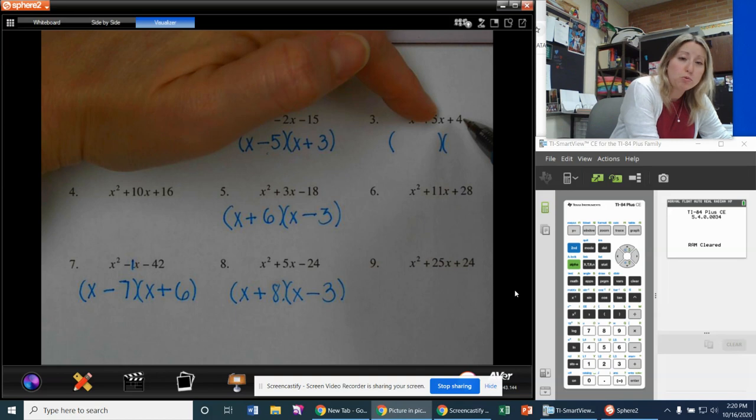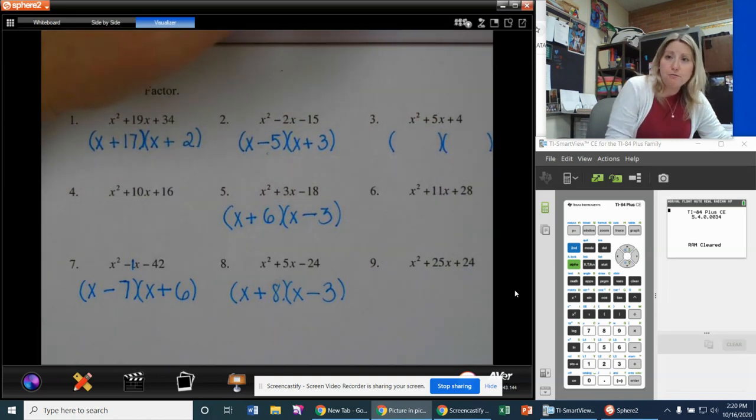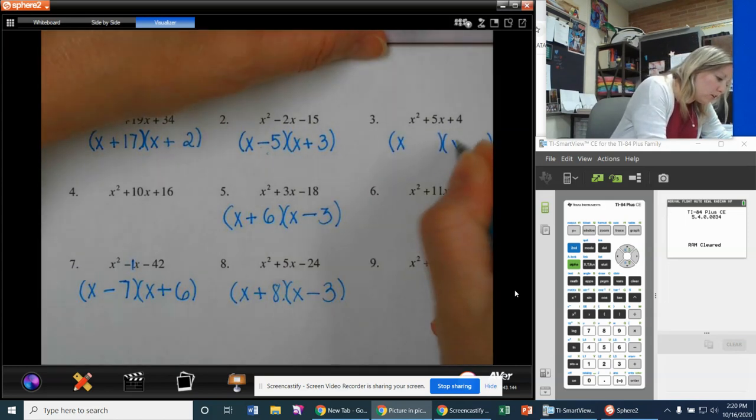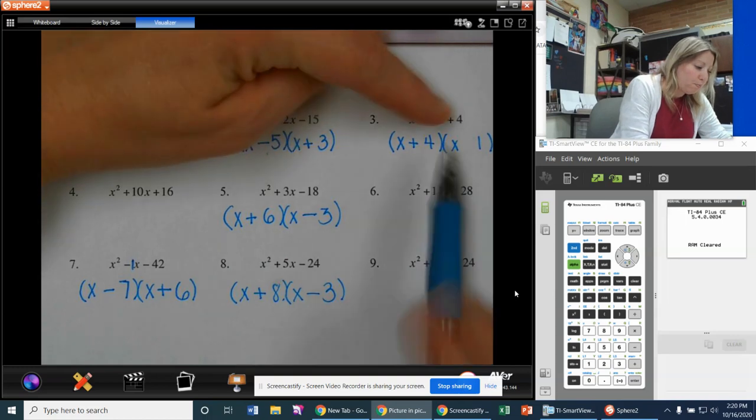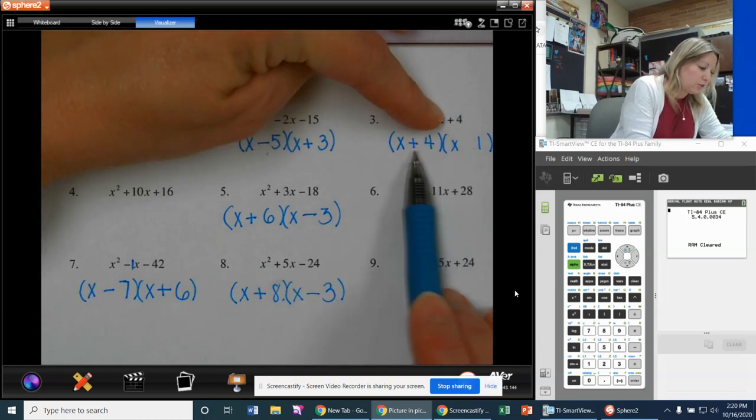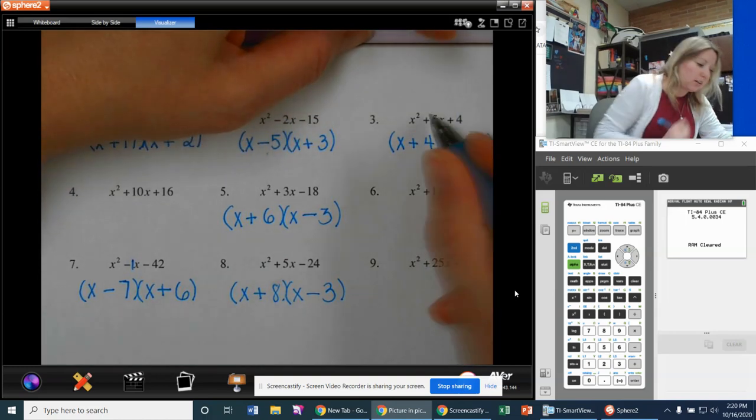So what times what gives me 4 and adds up to 5? Never discount a number and itself as factors, right? So 4 and 1 are the factors because 4 plus 1 is 5. So you put those in here. The bigger factor has the same sign as the middle, but also, because this is positive, these two factors have the same sign, and it's the same as the middle.